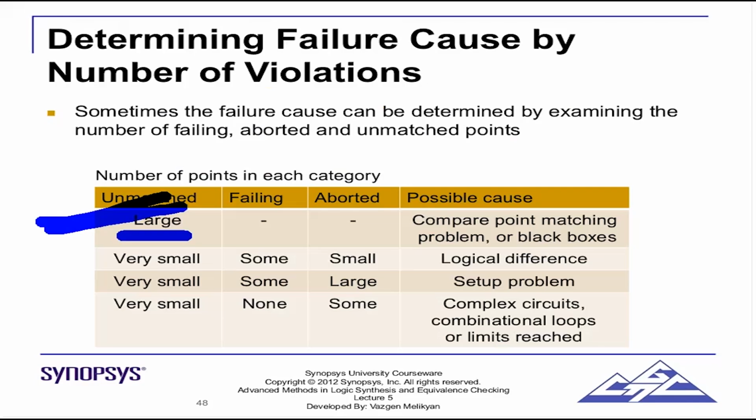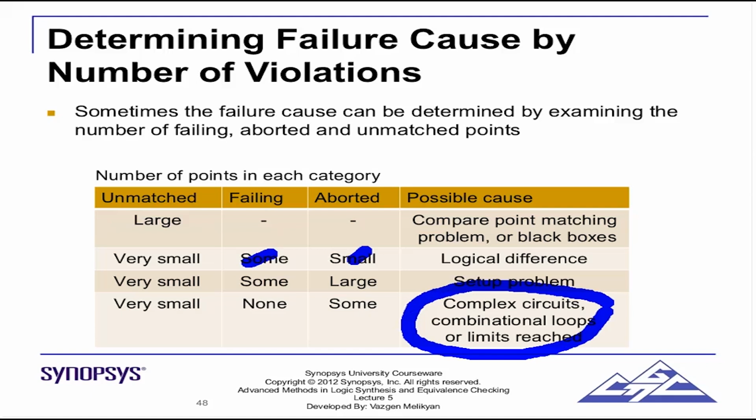So if the number of unmatched points is small, then you need to look at whether there is only a small number of failing points and a small number of aborted points. If such is the case, then there can be a genuine logical difference. If there are a large number of aborted points, then you might have a setup problem, right? If you have no failing point and some aborted points, it points to a very complex circuit or combinational loops. So mostly when you are doing Formality for the first time without any experience, you will face this type of cases.